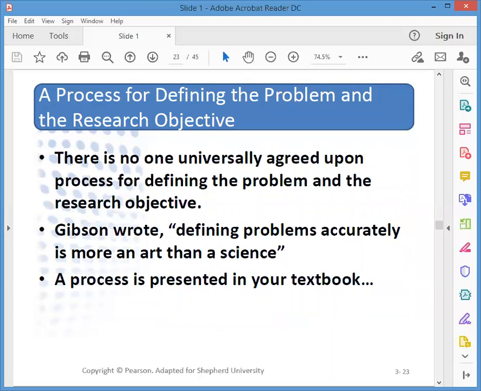So there isn't a universally agreed upon process for defining the problem and the objectives. It's more of an art than a science.